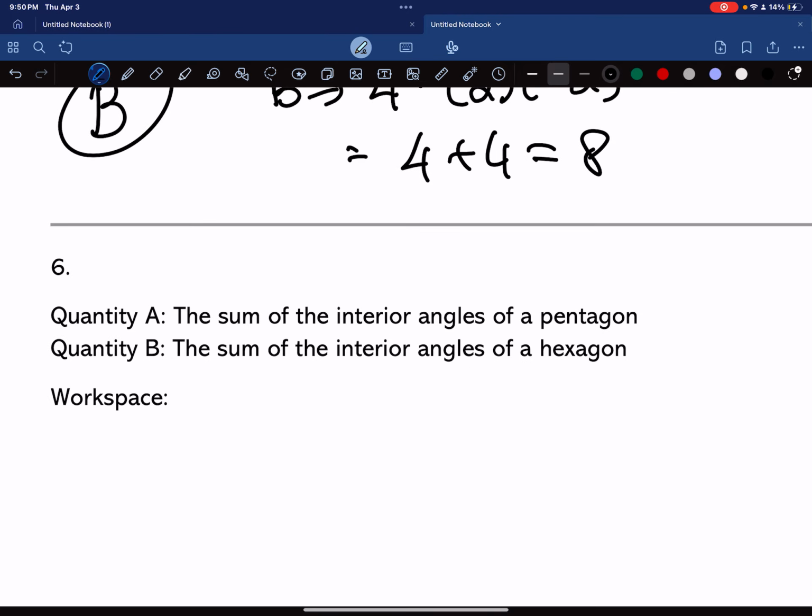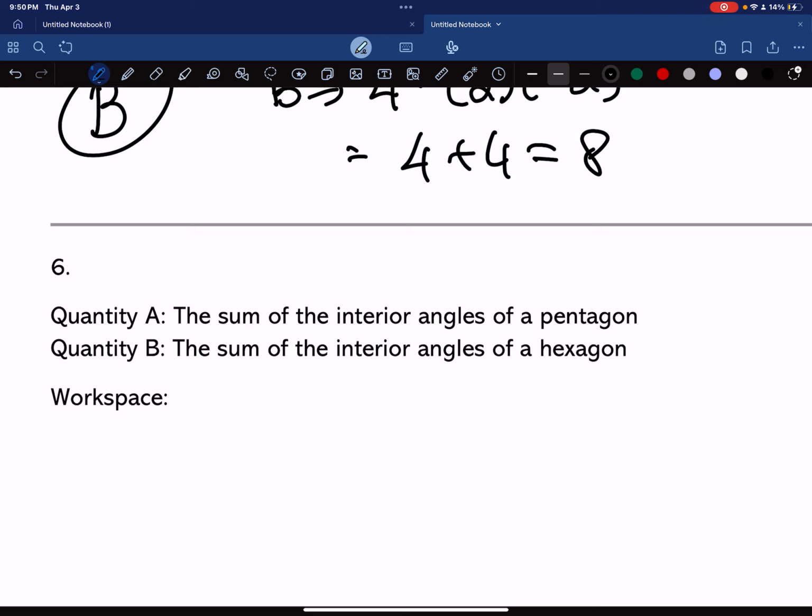Alright, sum of interior angles of a pentagon and sum of interior angles of a hexagon. Okay, now for this one, the reason I included this is because it's a formula that you should know for the test if you don't know it already. Now, this should be in the 501 book.